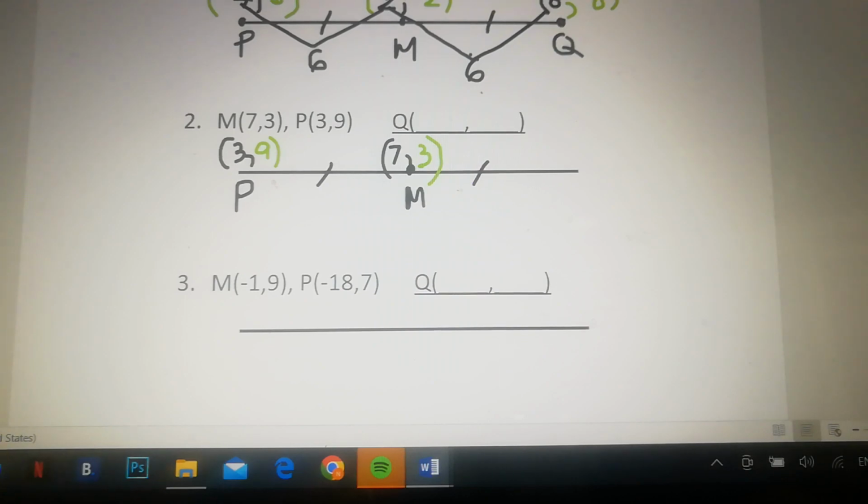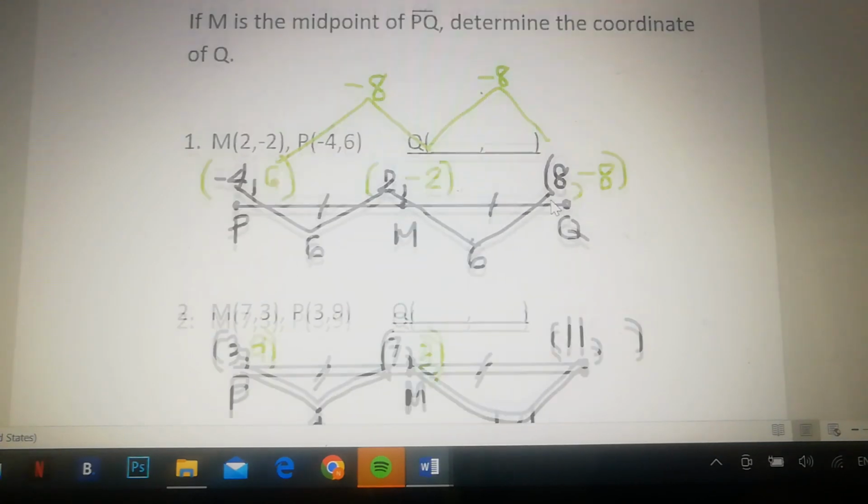Okay, so what is the coordinate of point Q? We will again use the arithmetic sequence using the common difference. Now, if we get the difference between 3 and 7, the difference is 4. So therefore, the x coordinate of the other endpoint, we simply add 4 to 7. So if we add 4 to 7, that is now equal to 11. The x coordinate now is equal to 11.